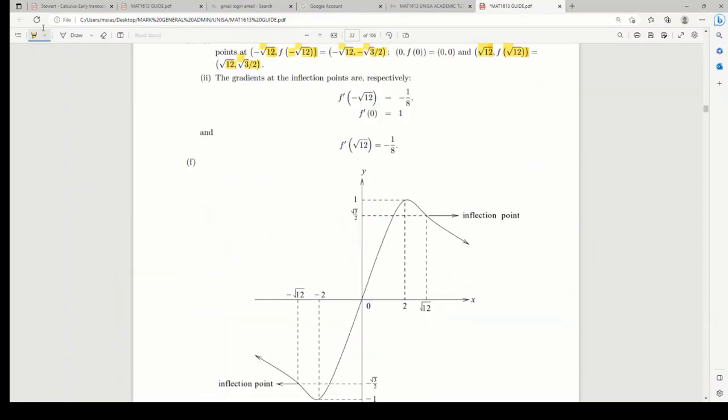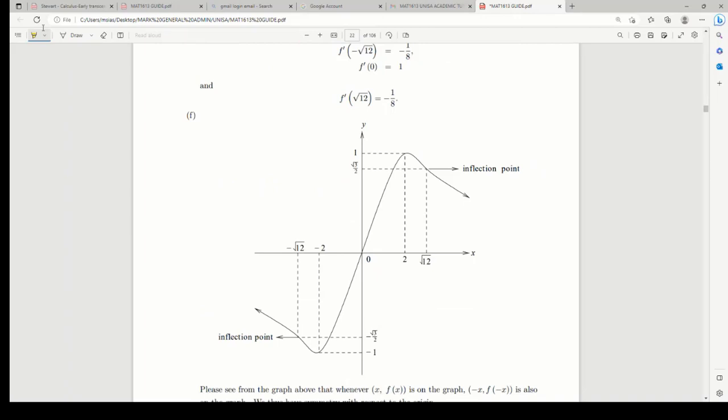And there's the graph, guys. We had a maximum at (2, 1). We had an inflection point, this point here, x equal to square root of 12, y equal to square root of 3 over 2. We had the y and x-intercept at (0, 0). We started off with that. We have an inflection point at minus square root of 12 and minus square root of 3 over 2. And we had a minimum value at (-2, -1). That's where we started. Okay.